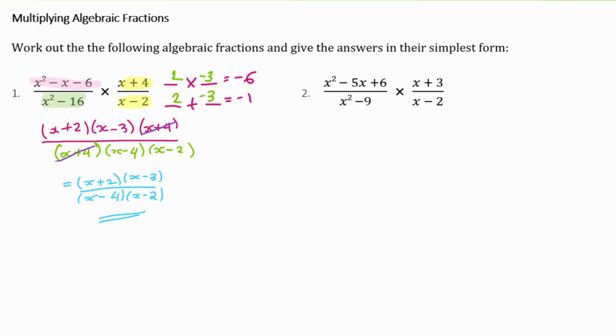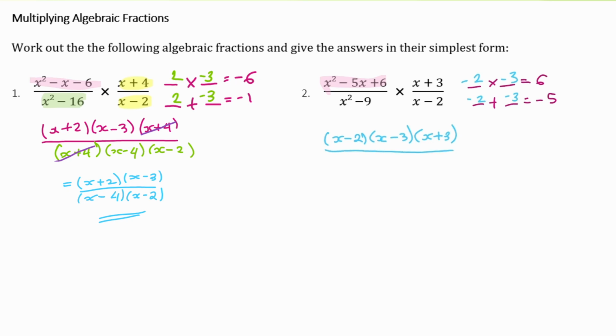For number 2, we've got x squared minus 5x plus 6 in the numerator, which is again a quadratic equation. So here, to factorize that, we are going to look for two numbers that multiply to give us 6 and add to give us minus 5. The two numbers we will be using are minus 2 and minus 3, which means we can factorize this as x minus 2 and x minus 3. We then multiply it with the second numerator, which is x plus 3.